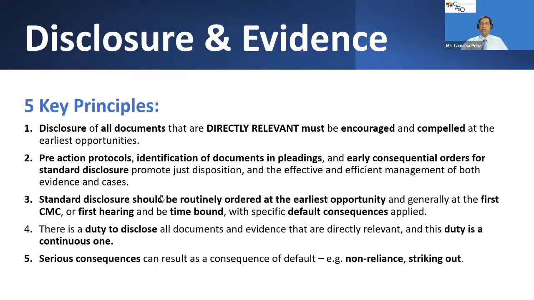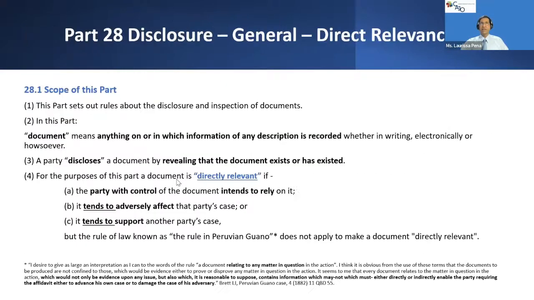And finally, the fifth key principle that we want to share with you is that the rules provide very serious consequences if you default. These include that you may not be able to rely on certain documents and evidence, and or parts or all of a case can be struck out. So with those 5 principles, let's look a little deeper at some of what is required in terms of evidence management and disclosure.